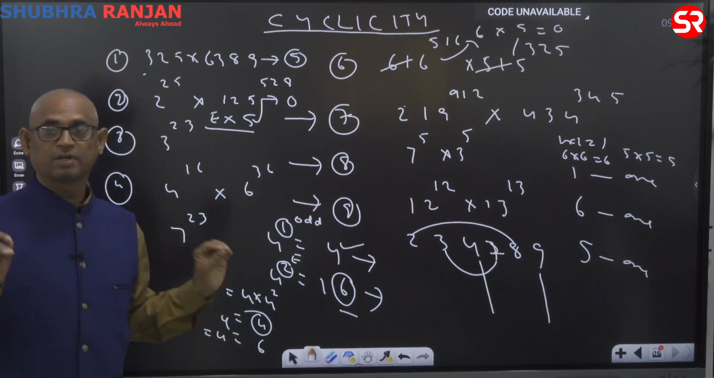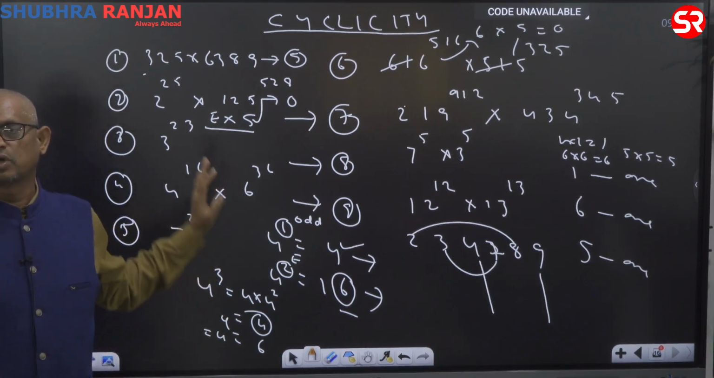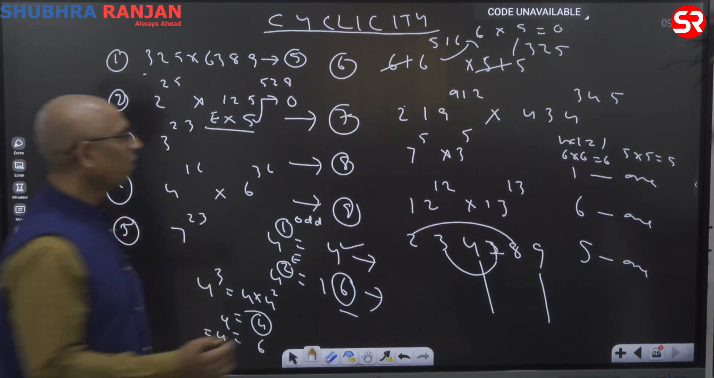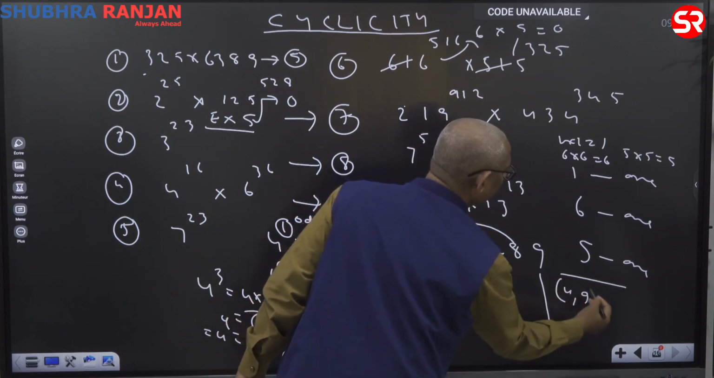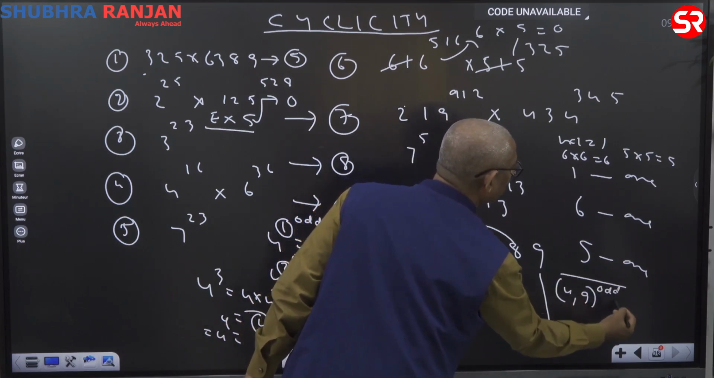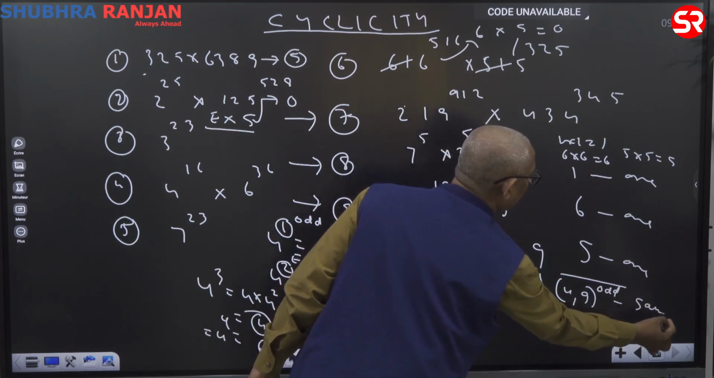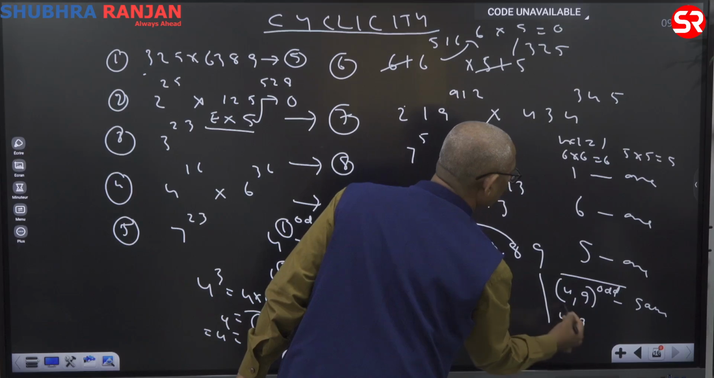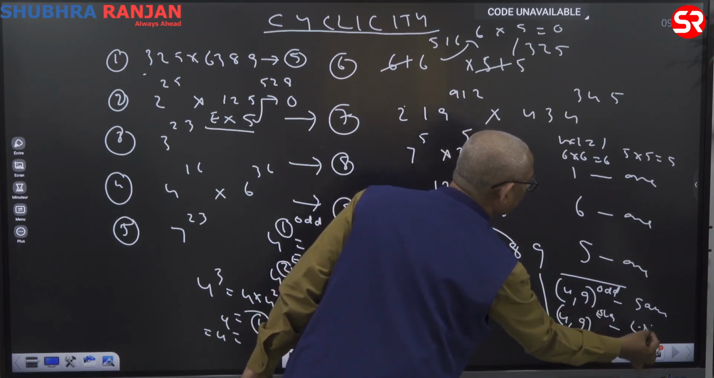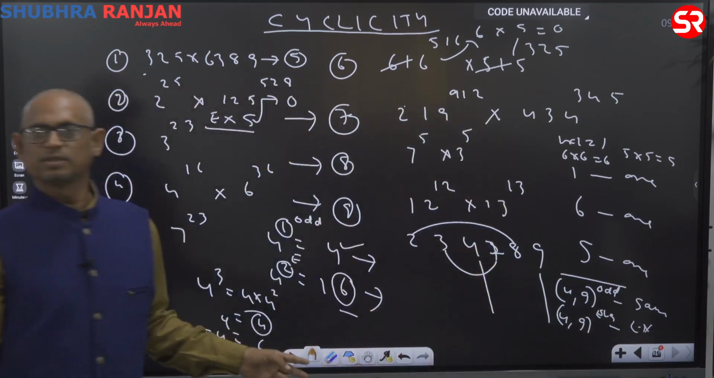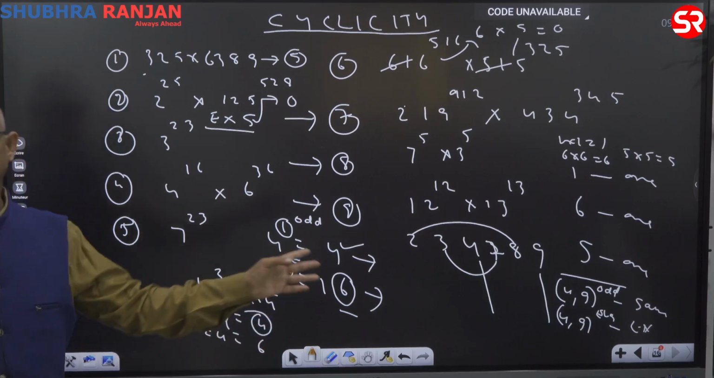This you have to remember very carefully. To solve these questions, it will be very, very helpful. Now tell me, for 4 and 9, if the power is odd, you will get what number? Same number. And for 4 and 9, if the power is even, you will get the linked number. What is the linked number for 4? 6. What is the linked number for 9? 1. That's all.